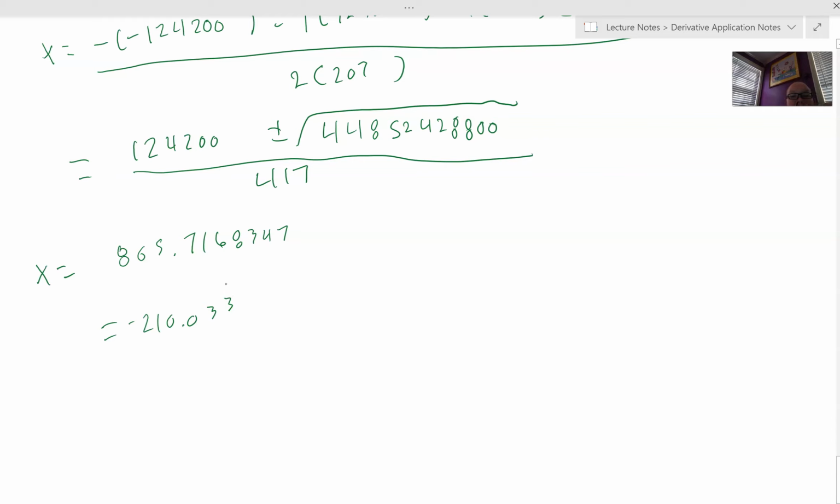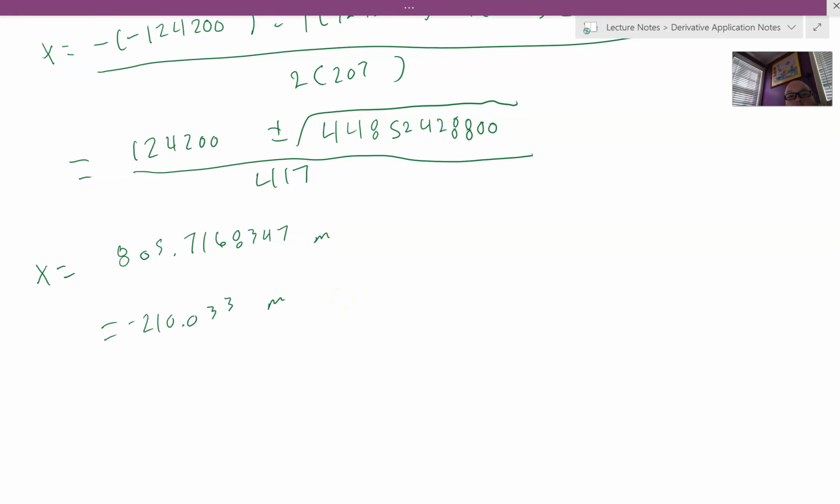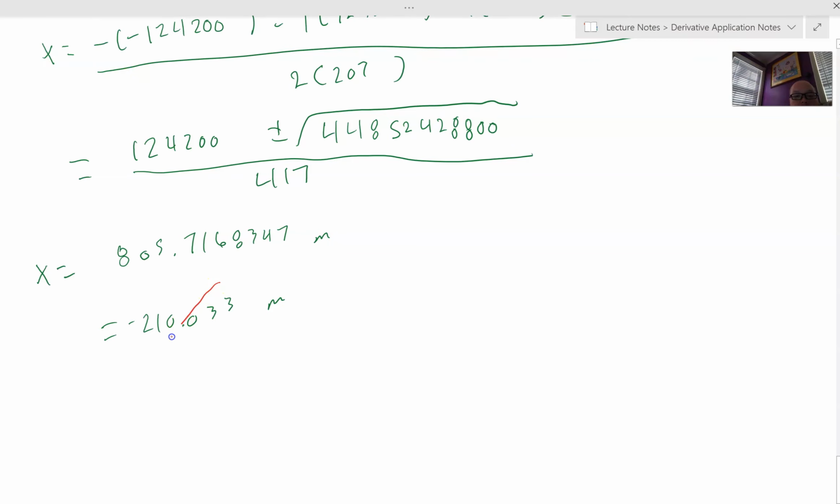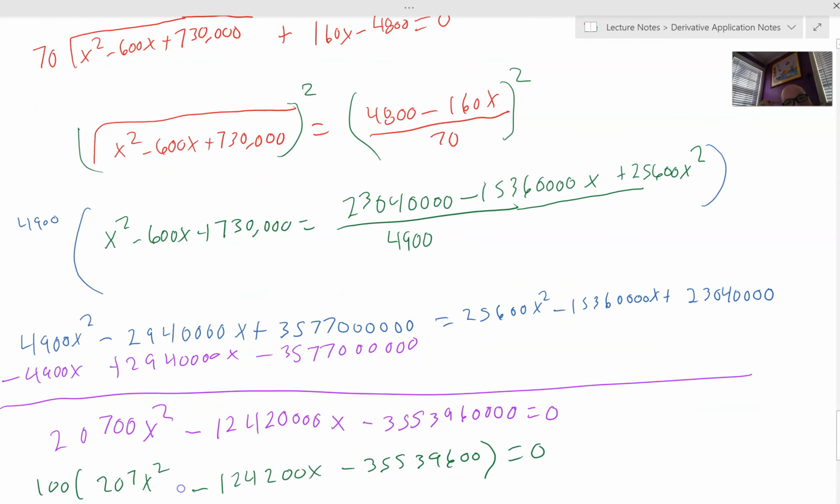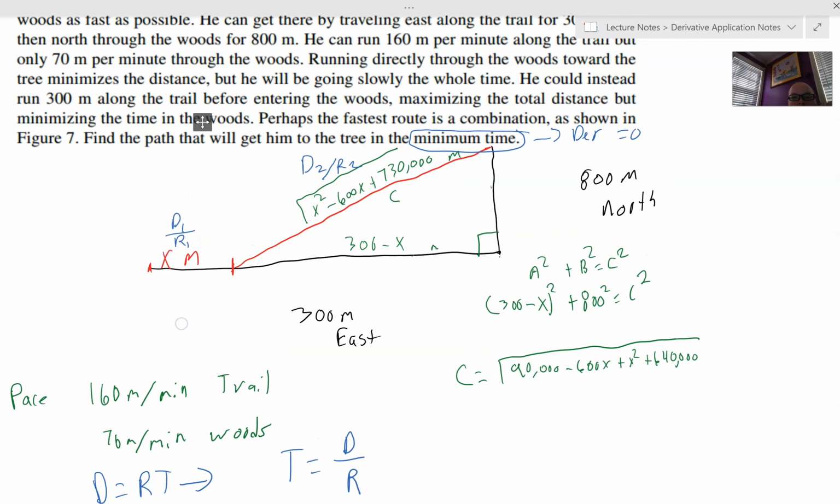So here we're getting 805 meters and negative 210 meters. Well, we know we can ignore this because we can't have negative distance. Now, we've got 805 meters. Let's go back up to our original problem here. It's saying for our x here, we're traveling 805 meters east. But based on our word problem, our trail's only 300 meters east. That means it's longer. So we can't do this.